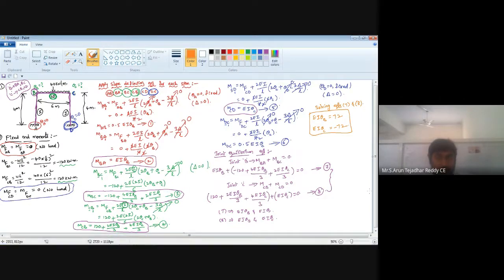Up to here, take a screenshot. So how many steps have we completed up to here? We have completed 3 steps. First step is fixed end moments. Second step is applying the slope deflection equation. Third step is the joint equilibrium equation. Okay. Next, what is the fourth step? Fourth step is final moments.